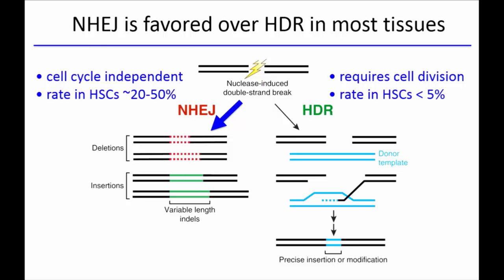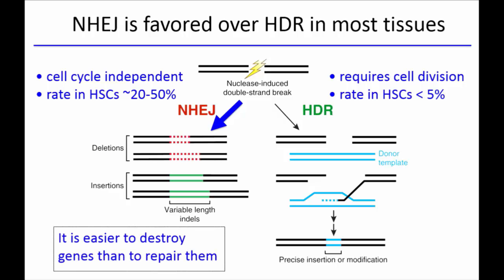So, in most of the literature on gene editing and hematopoietic stem cells, you can get approximately 20% to 50% NHEJ in a hematopoietic stem cell, for example. But with HDR, the reported rates are 5% or less, so almost an order of magnitude difference. So it's easier to destroy something by NHEJ than it is to repair a precise mutation.